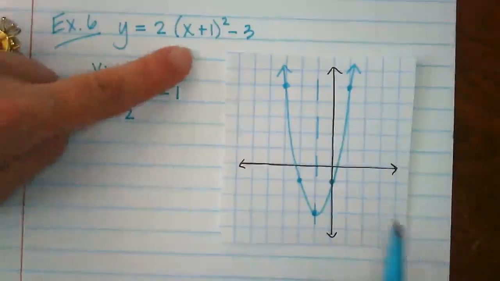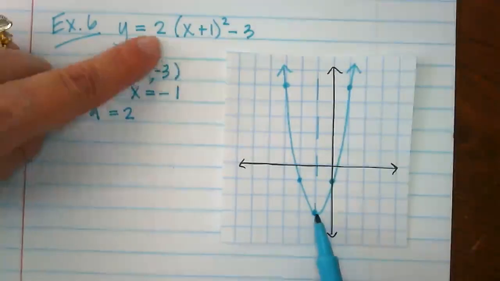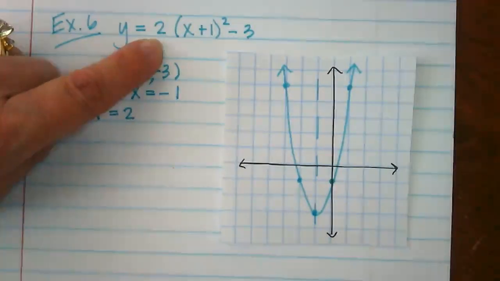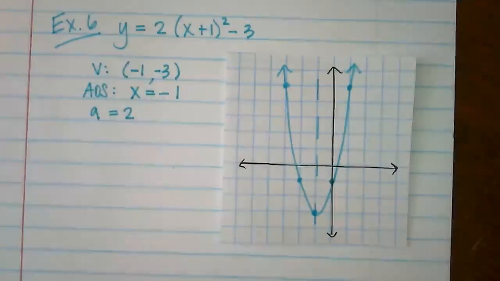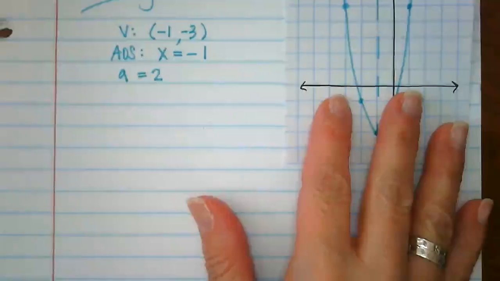This equation tells me that the vertex was at (-1, -3), and that the parabola was 2 times taller. It was a stretch of 2. So that means our parabola is taller and thinner than the normal parent parabola. All right, let's try another one.